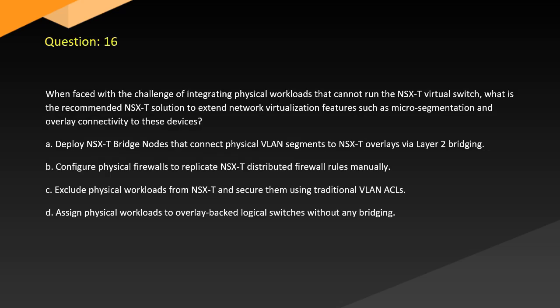Question 16. When faced with the challenge of integrating physical workloads that cannot run the NSX-T virtual switch, what is the recommended NSX-T solution to extend network virtualization features such as micro-segmentation and overlay connectivity to these devices? A. Deploy NSX-T bridge nodes that connect physical VLAN segments to NSX-T overlays via Layer 2 bridging. B. Configure physical firewalls to replicate NSX-T distributed firewall rules manually. C. Exclude physical workloads from NSX-T and secure them using traditional VLAN ACLs. D. Assign physical workloads to overlay-backed logical switches without any bridging.